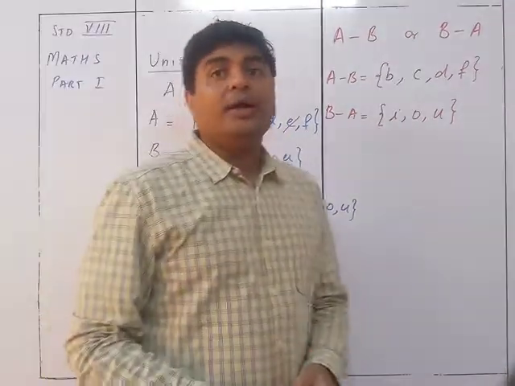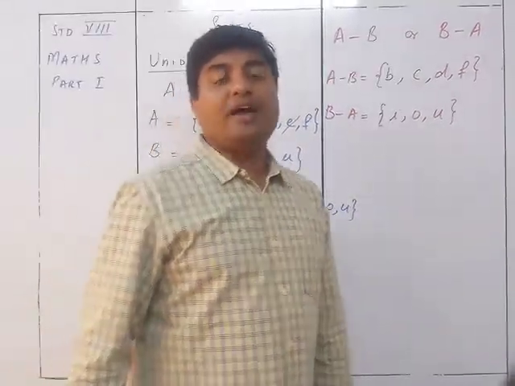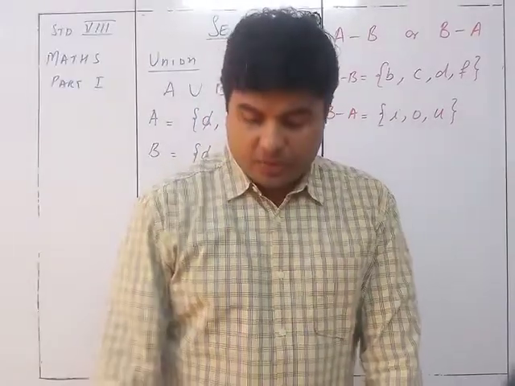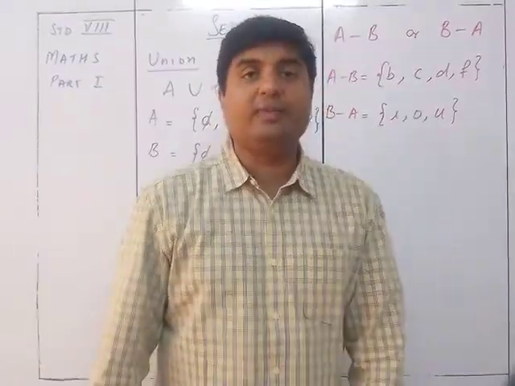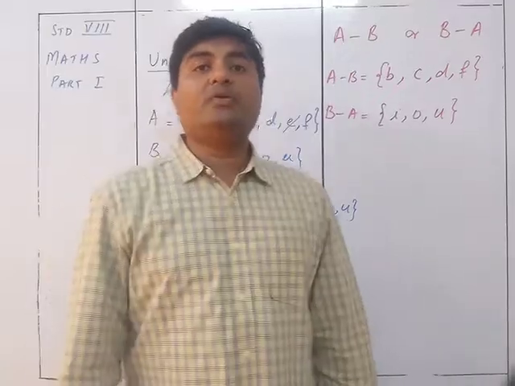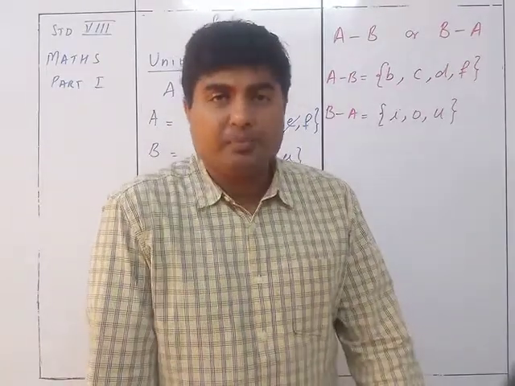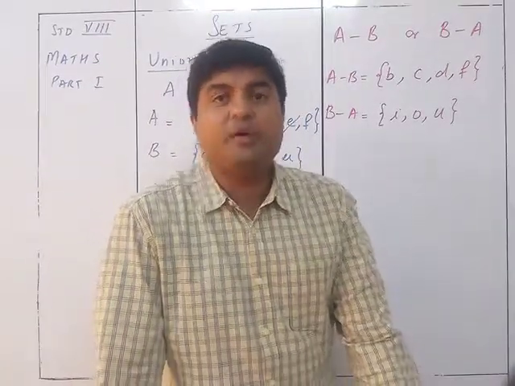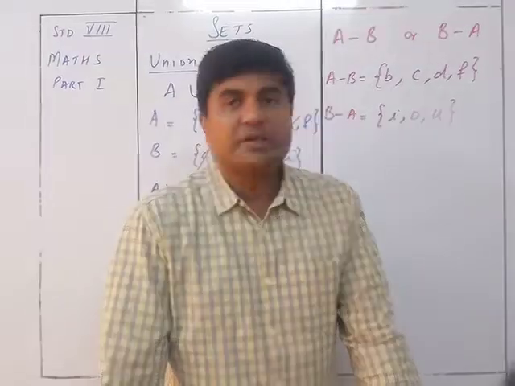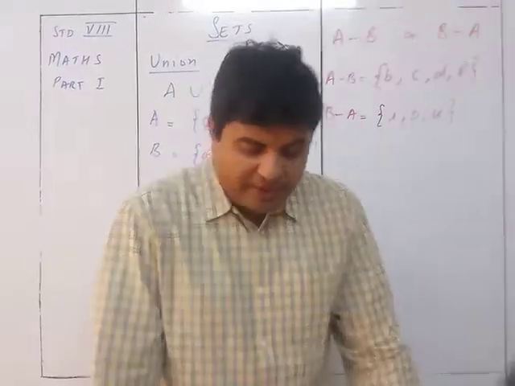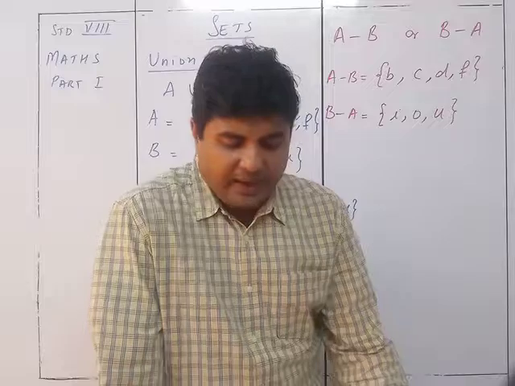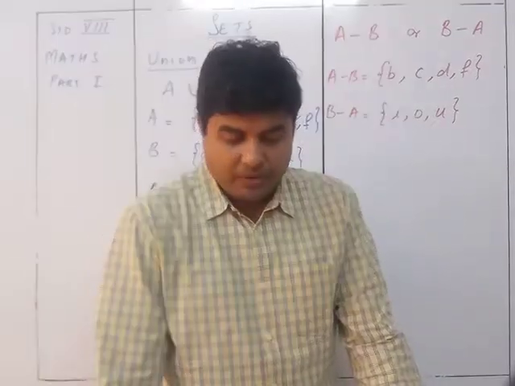Understood? So, A minus B is all the values of A after you remove the points which are there in B also, or all the values of A which are not there in B. And B minus A will be all the values of B which are not there in A. So that's why we have got A minus B and B minus A.